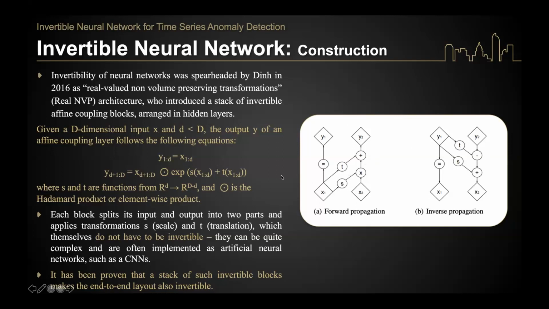A network is constructed with a bunch of them. It's a chain of them. And it has been proven, which is somewhat intuitive, that a chain of these invertible blocks is invertible end-to-end. So the complexity of the entire solution can be as much as the problem domain calls for.